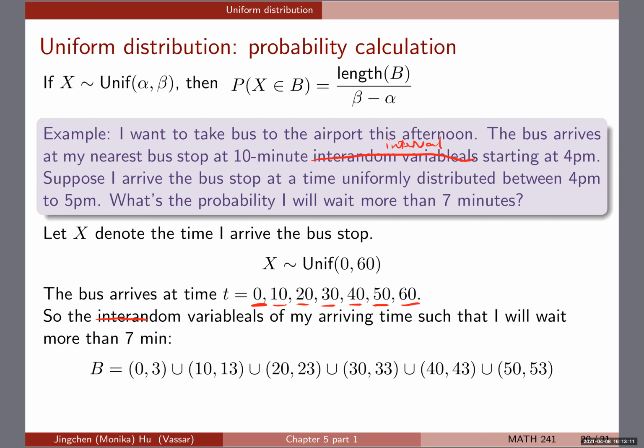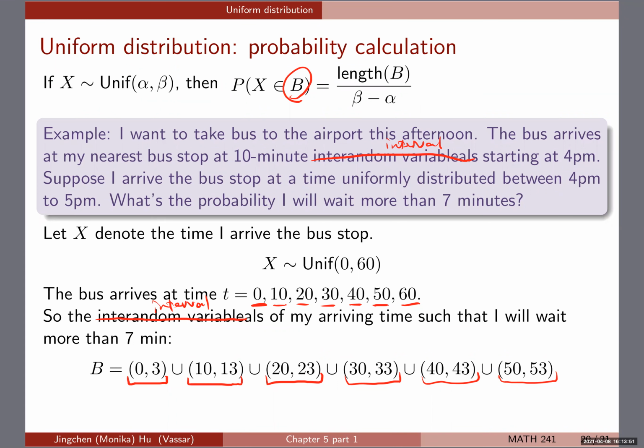So the interval of my arrival time such that I have to wait for more than 7 minutes becomes: if I arrive anywhere between 0 and 3 minutes, then I have to wait for more than 7 minutes for the next bus to arrive. Or between 10 to 13, or 20 to 23, 30 to 33, 40 to 43, and then 50 to 53. Since they're disjoint from each other, my B, this particular set that I'm working with, is actually the union of all of these.